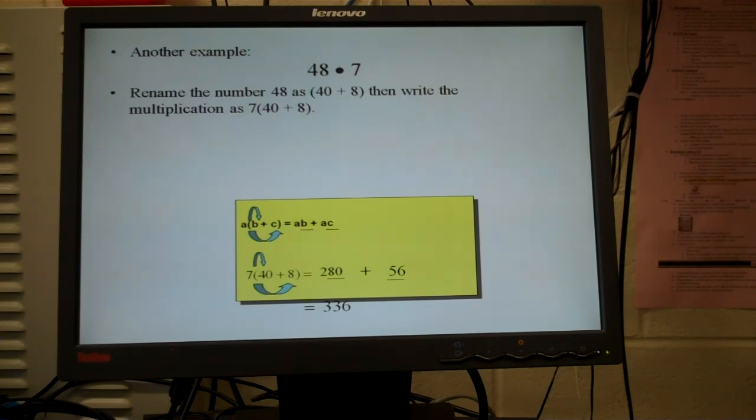You try this one. 8 times 56. Not an easy problem to do in your head. Pause the video, break it down into 2 parts, pass it out, and see if you can do it mentally.